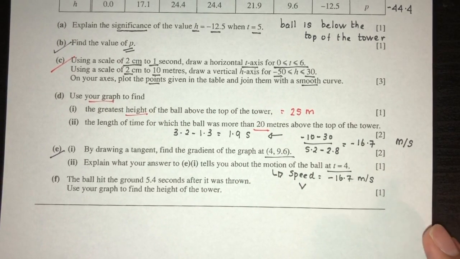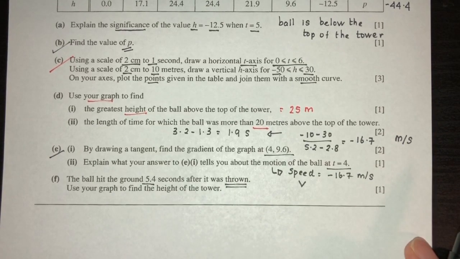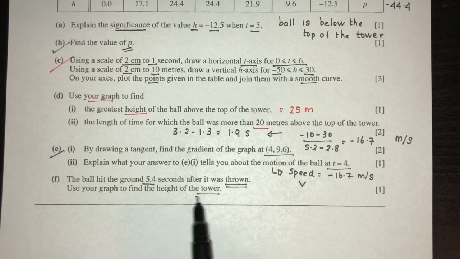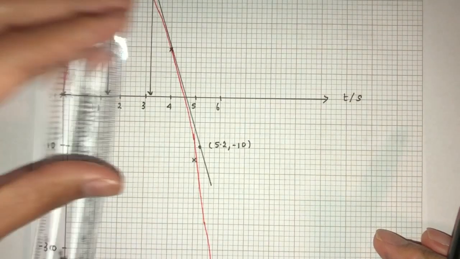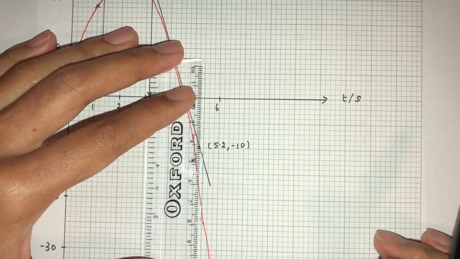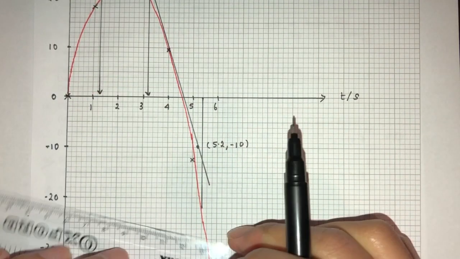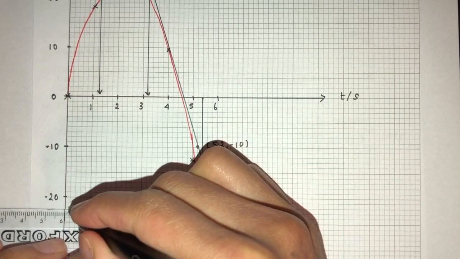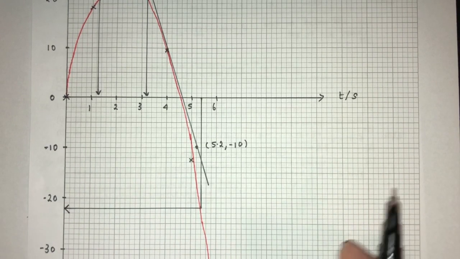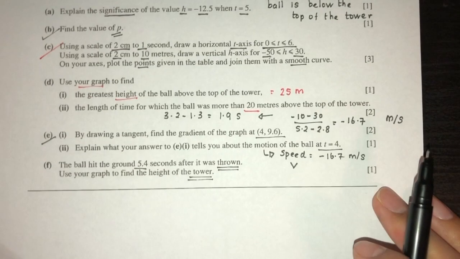Now for part F, the ball hit the ground 5.4 seconds after it was thrown. Use your graph to find the height of the tower. Okay, so let's see, where is that? 5.4 seconds is right here, and the height below the tower is this height. So pretty easy, you'll find the answer. It is minus 20, that will be 22. So the height will be 22 meters.